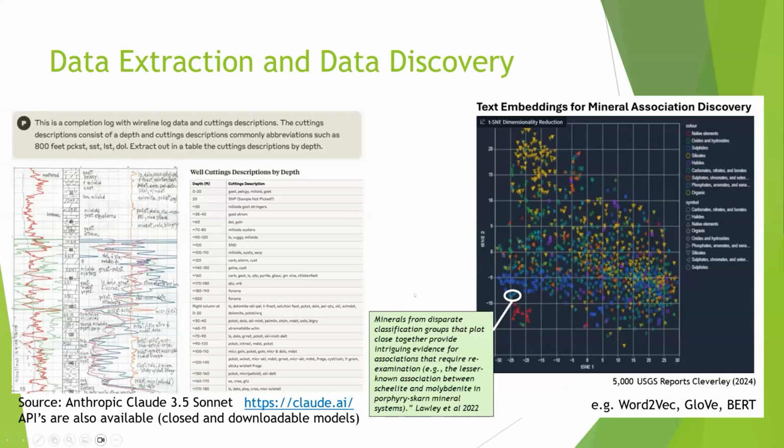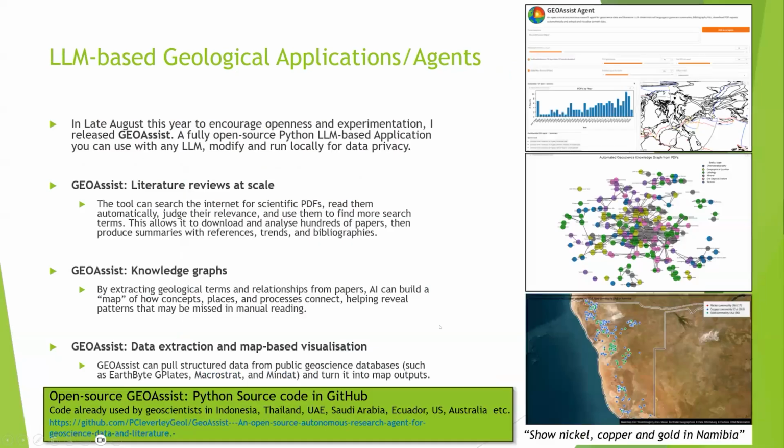And then on the right is using text embeddings. This is turning the text into mathematical representations, here building a model from scratch. So really a language model, not a large language model. I've used 5,000 reports from the US Geological Survey, and what we're looking at here are minerals. Each of these is the dense vector, the embedding of a mineral, plotted on a t-SNE plot, where minerals plotting close together share similar context. The words around them are very similar. If I look at the bottom left, you've got scheelite and molybdenite, not a particularly well-known association, which could have implications for porphyry skarn mineral deposits. So again, real possibilities for scientific and business discoveries using these techniques.